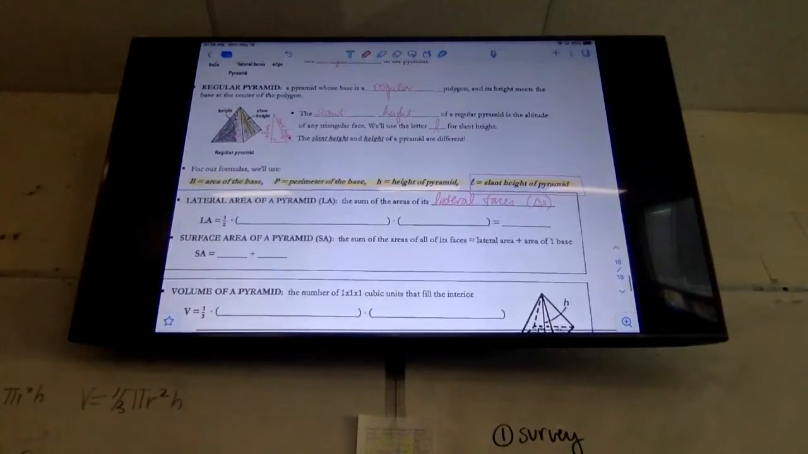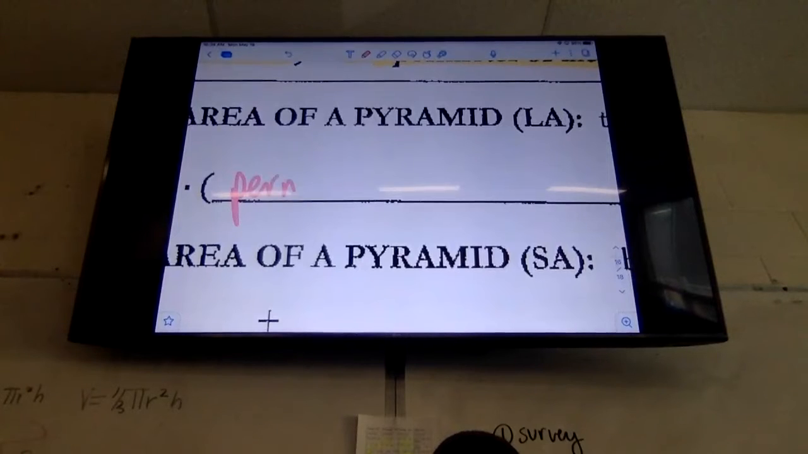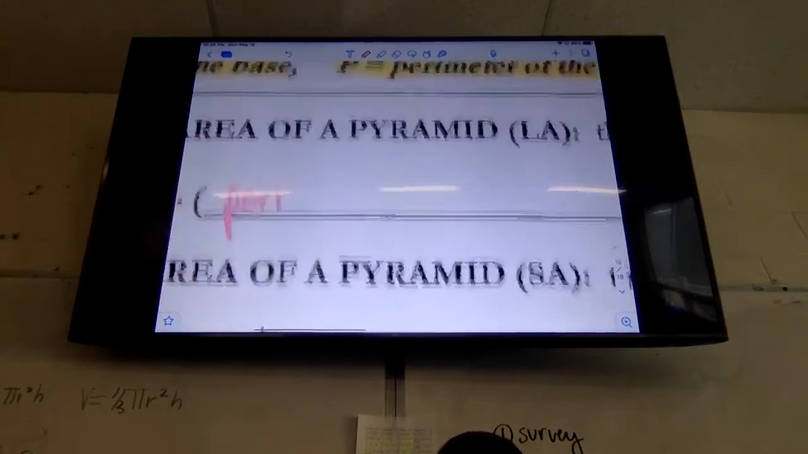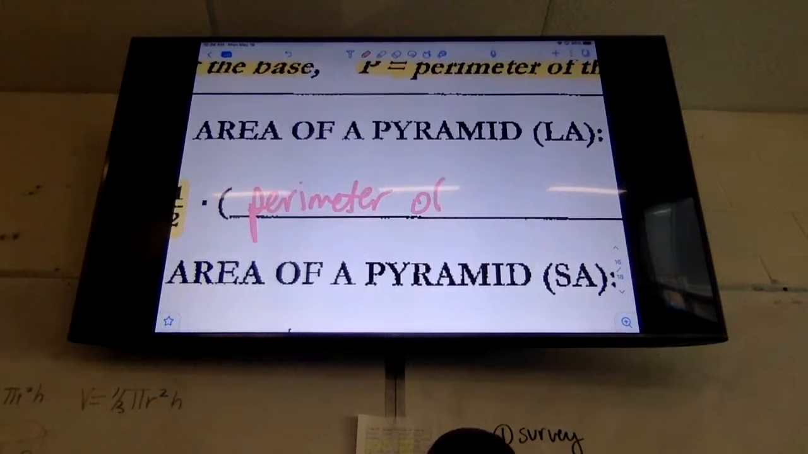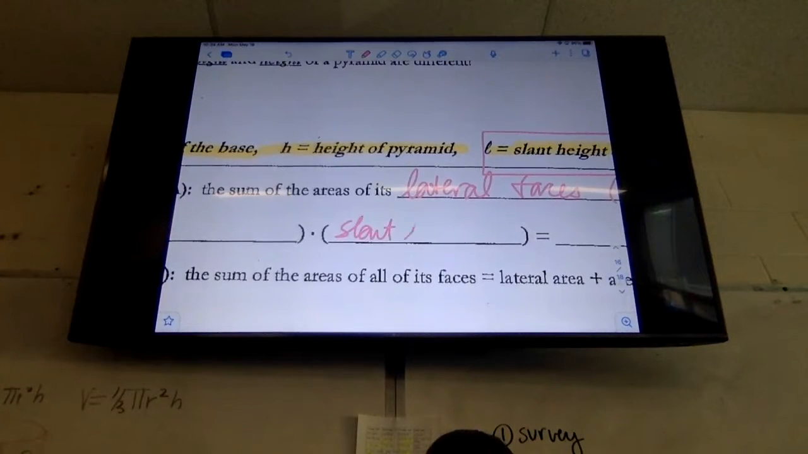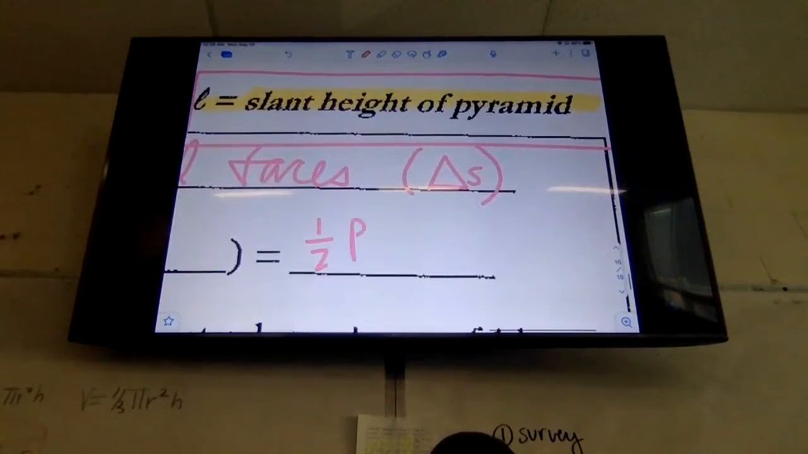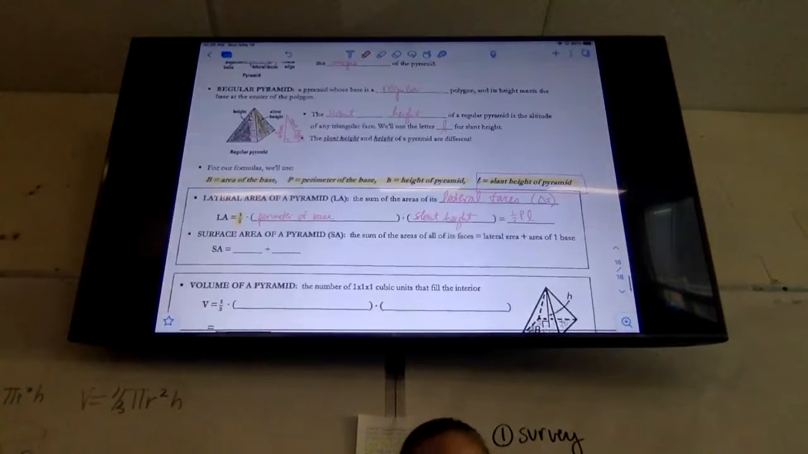Okay. My LA formula starts with 1/2. We did not have that before. It's going to be one half times the perimeter of the base times the slant height. So that formula is LA = 1/2 PL. And I will give you that. For those of you who got the study guide for the quiz, it has that formula at the top. And I'm going to give that to you on your quiz.